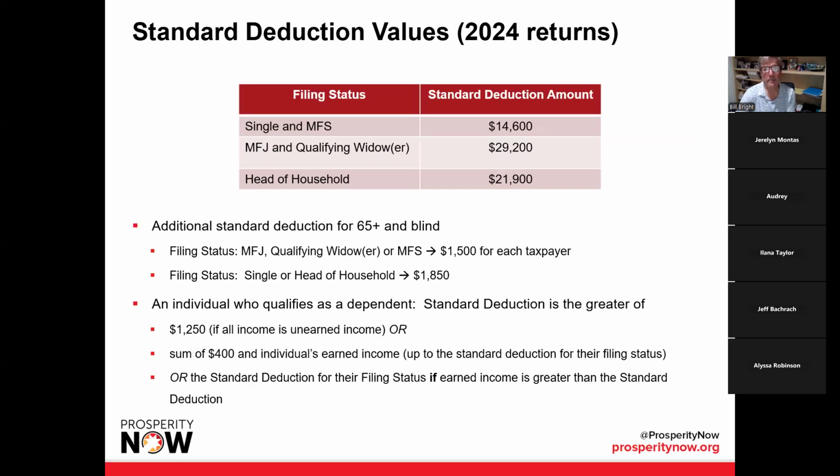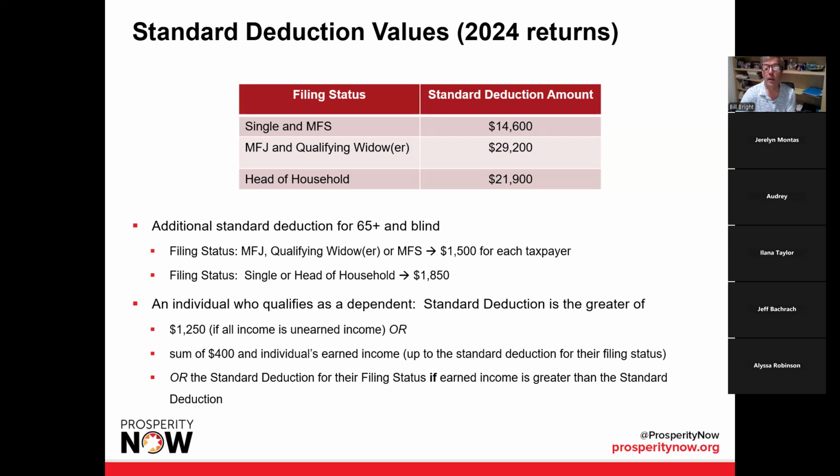These are the three standard deductions for 2024. Single and married filing separately, it's $14,600. Married filing jointly and the qualifying widow(er) is $29,200, and head of household is $21,900. If you're 65 or over and/or blind, you get $1,500 for each taxpayer. So a husband and wife who are both over 65 and both blind, that's $6,000 extra. Again, head of household, if you're filing over 65, you get $1,850.